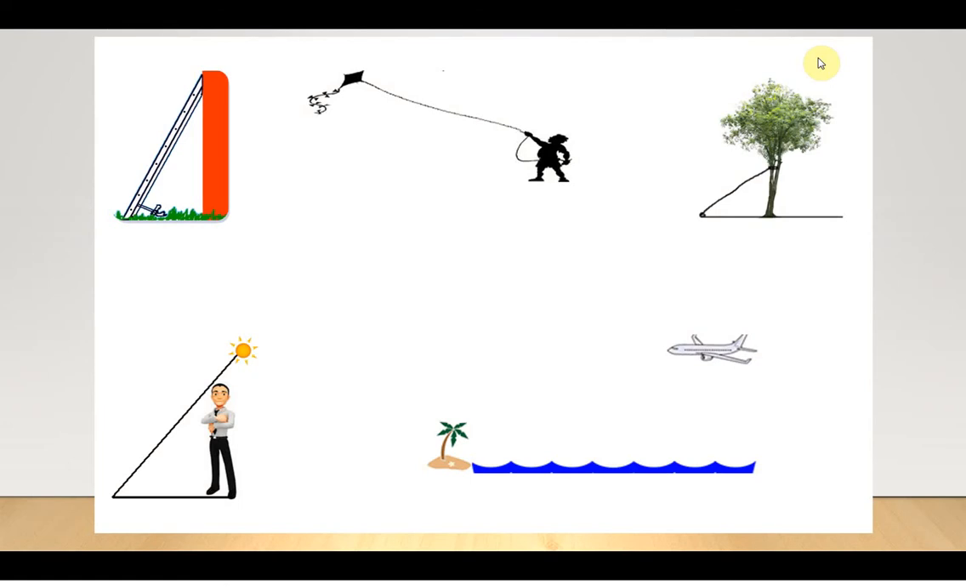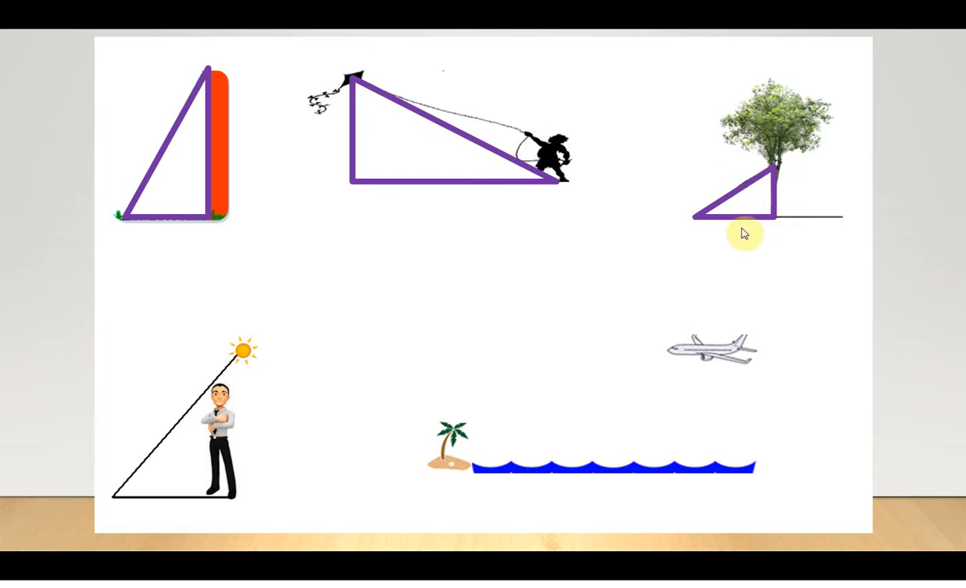We make some assumptions in this chapter. We assume that all buildings with ladders on them are nice and straight at a right angle. We assume that people flying kites make a nice, pretty right triangle. You have your height here. We assume that any tree actually is standing perfectly straight up and down, which we know that trees grow all sorts of different ways, but we assume that they're all at right angles. We assume that you're standing at a right angle.